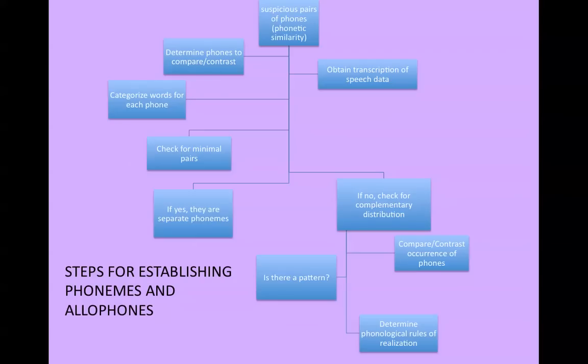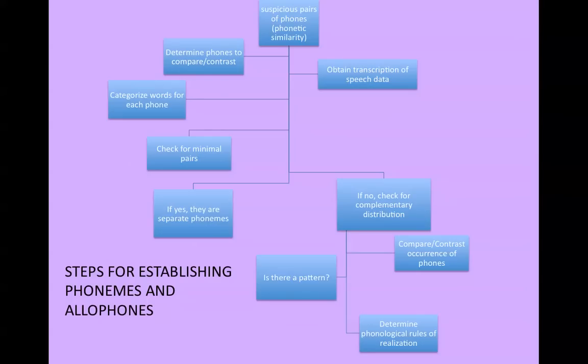Then we would determine the phones that we want to compare and contrast. For example, in English, we want to compare and contrast the aspirated voiceless alveolar stop with the unaspirated voiceless alveolar stop. They're both alveolar, they're both stops, so they would be worthy of studying since they're so similar. Then we would obtain transcription of speech data. We would transcribe speech from native speakers of that language in order to have data so that we could compare and contrast the phones.